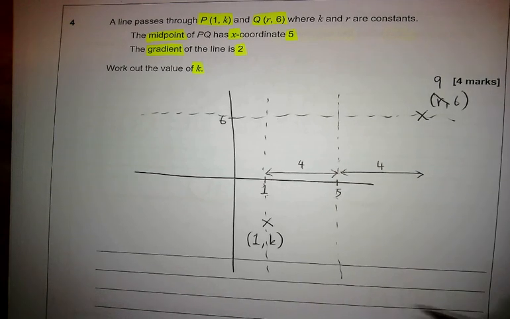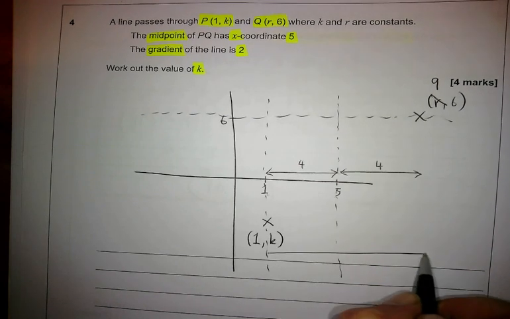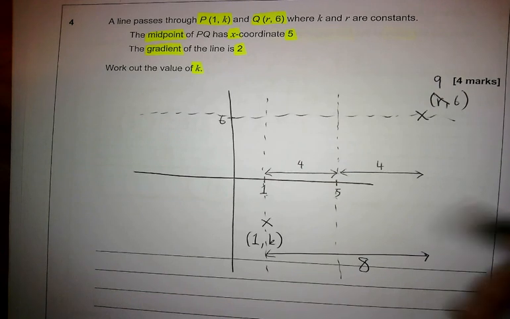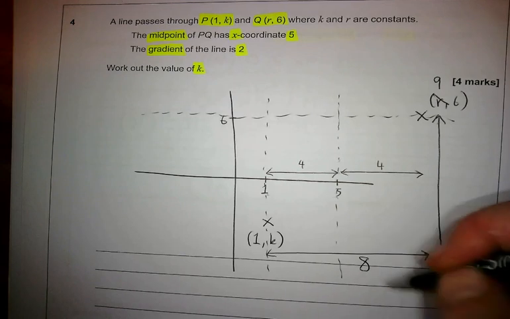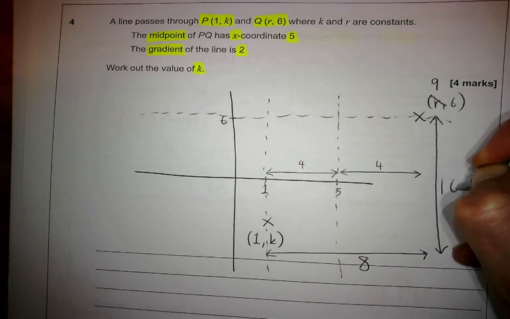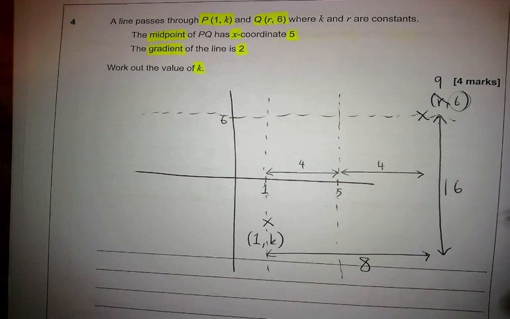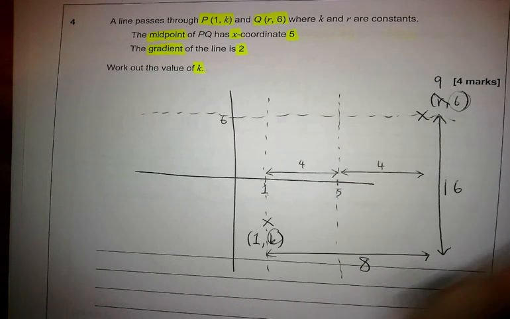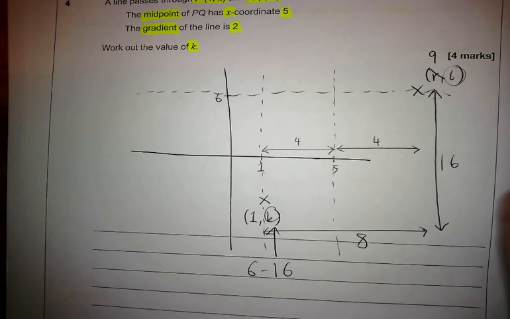I know that the gradient is 2, so I've worked out that I'm going all the way from P to Q. I'm going along 8, which means if the gradient is 2, then I must be going up 2 lots of that. Along 1 up 2, along 1 up 2, along 8 up 16. The change in y must be twice the change in x. So if this value is 6, then to work out this value, I must need to do 6 subtract 16. Okay, must be 6 subtract 16, which is negative 10.